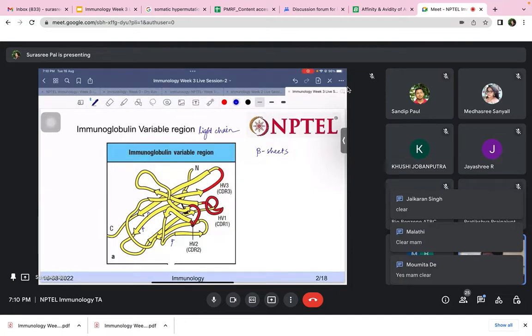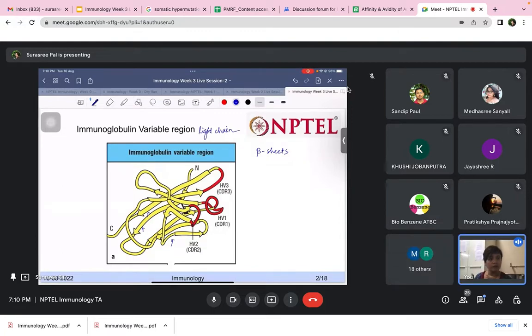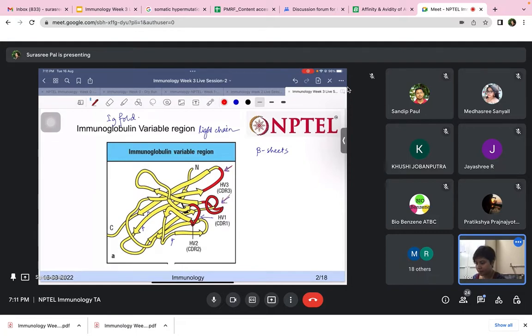Okay, thank you. Alright, so these are the beta sheets which form the variable regions of the immunoglobulin fold, the so-called Ig fold. And you can see here that these beta sheets have some loop regions, right? These are the few loop regions that are termed CDR. CDR is nothing but complementarity determining region, which is nothing but the hypervariable regions.